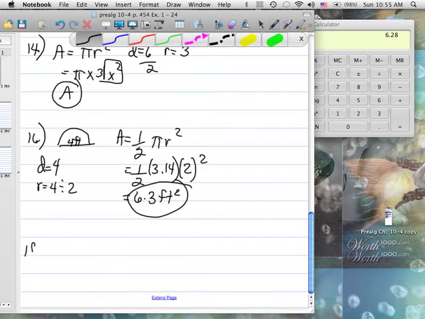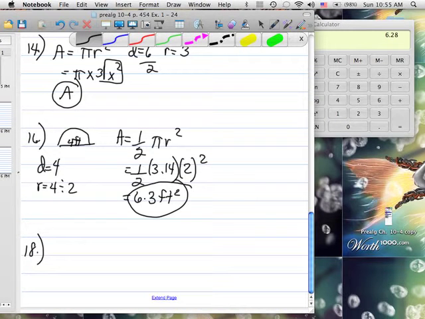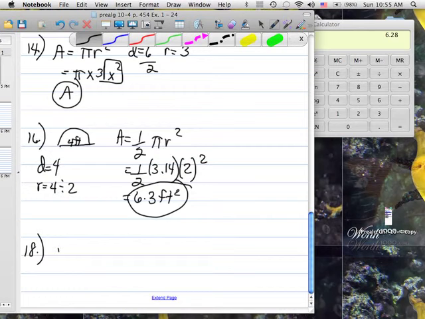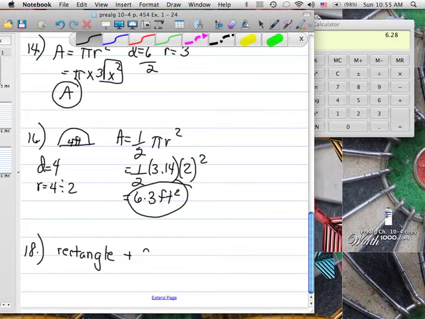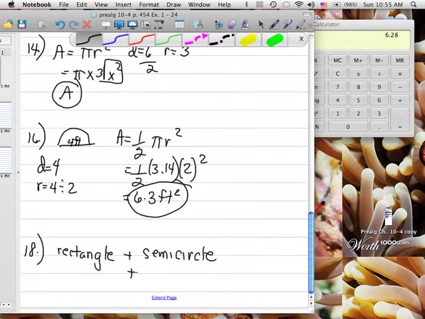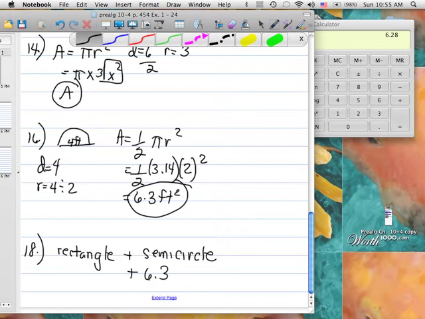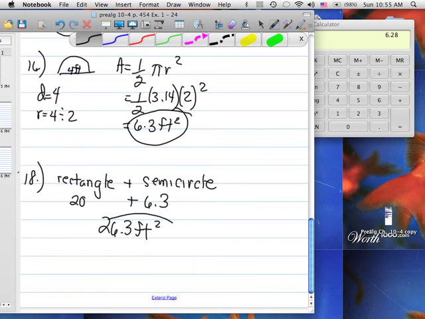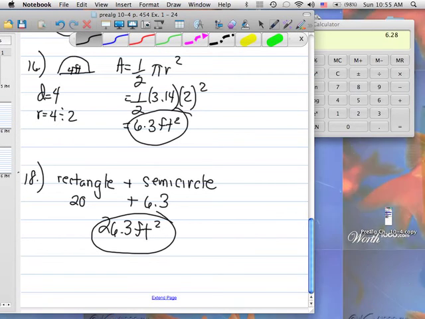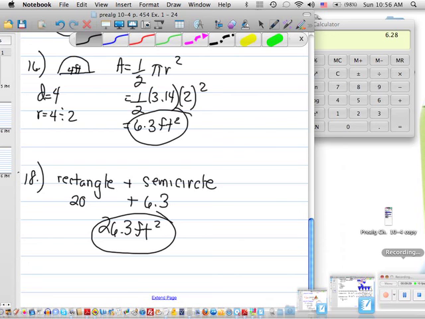And number 18, what is the total area of the figure above? Well, the area of the figure above is the rectangle plus the semicircle. And in problem 16, we have the semicircle, which is 6.3. And when you work out number 17, the area of that rectangle came out 20 feet squared. So you add that together and you get 26.3 feet squared. That concludes the evens. Be sure you check the back of the book for the odd answers.